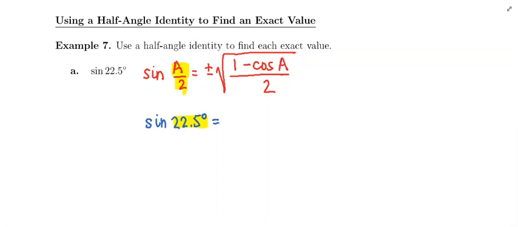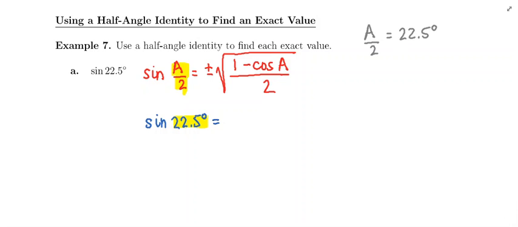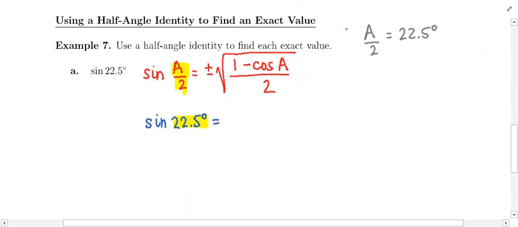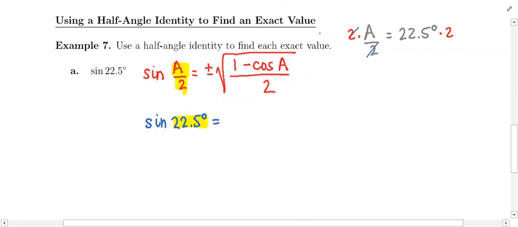So I'm going to come over here. A over 2 has to be 22.5 degrees. This is going to allow me to solve for a. If I want a, I need to multiply both sides by 2. Over here the 2's will cancel, and so the a value that I'm going to have to plug into the formula is 22.5 times 2, that is 45 degrees.